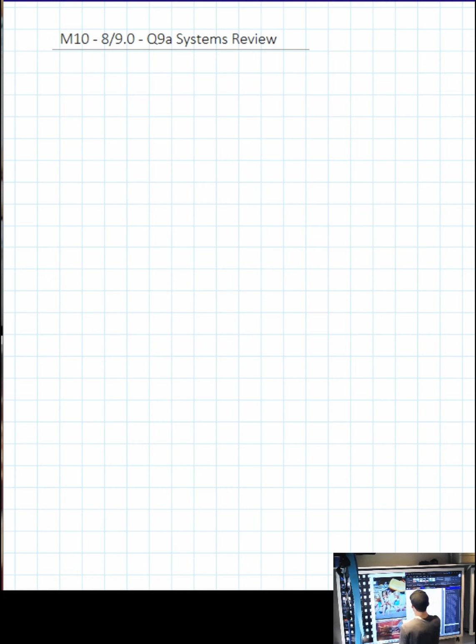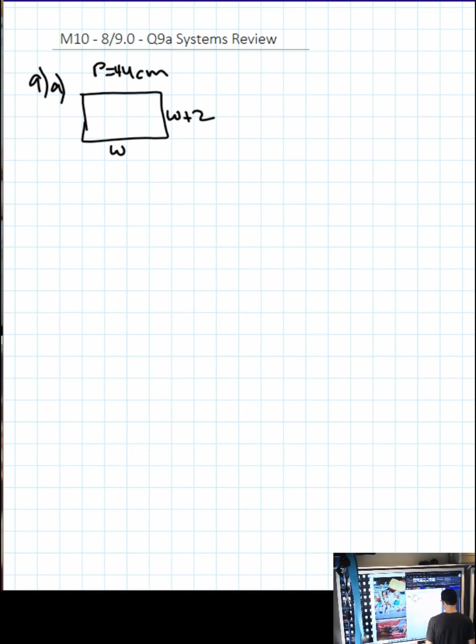Okay, question number 9. Now it says 9A, but there's only one question from 9, whatever. The perimeter of a rectangle. So let's draw a rectangle, and they've said the perimeter is equal to 44 centimeters. So find the length and width if one dimension is 2 centimeters longer than the other. So let's call the width W and the length W plus 2. You could have interchanged those, and you also could have used W minus 2. Long story, feel free to try those different solutions on your own.